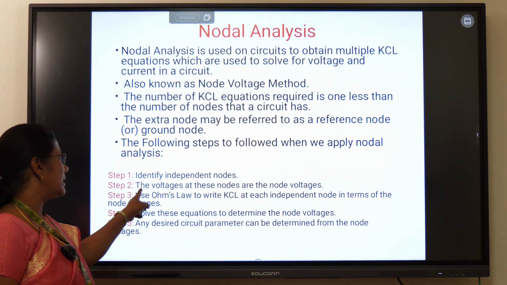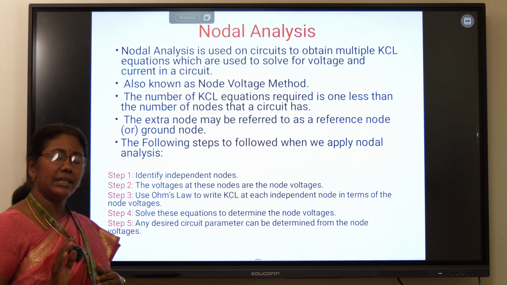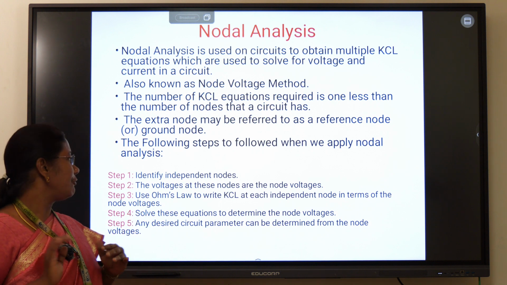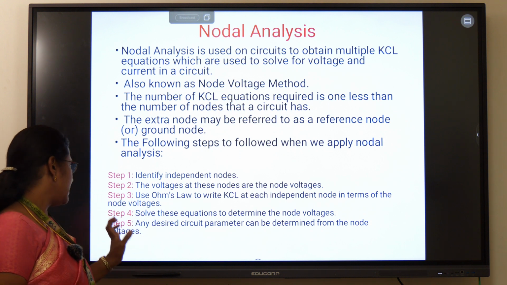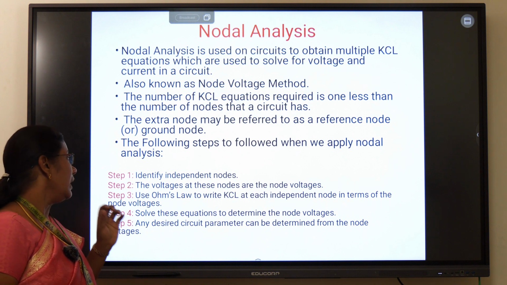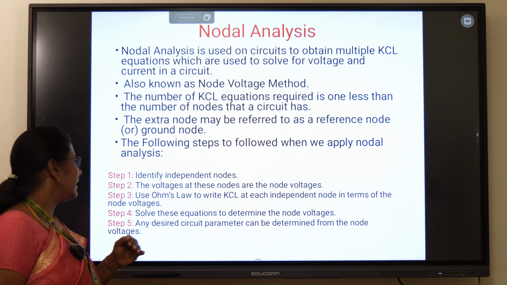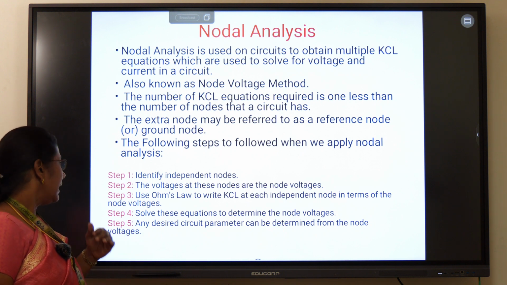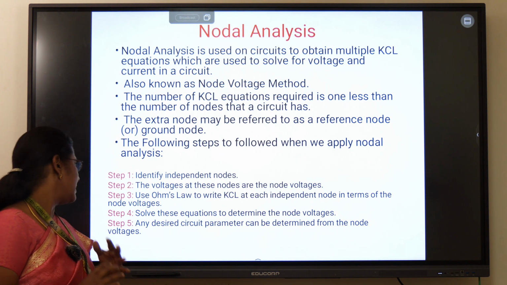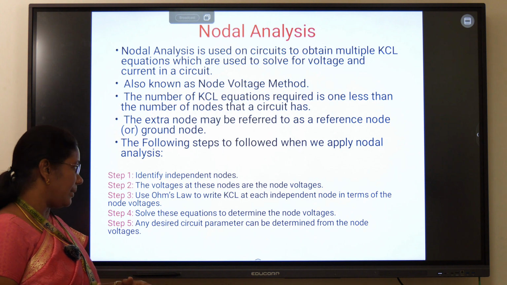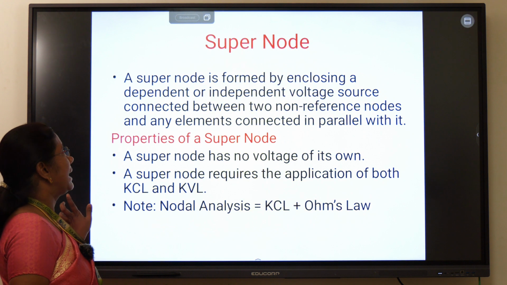Step 1 is to identify the independent nodes. At the same time we have to assign the reference node. Then the voltages at these nodes are taken to be the node voltages. Then in step 3 we use Ohm's law to write the KCL at each independent node in terms of the node voltages. Then in step 4 solve these equations to determine the node voltages. Then any desired circuit parameter can be determined from the node voltages. So this is the nodal analysis.